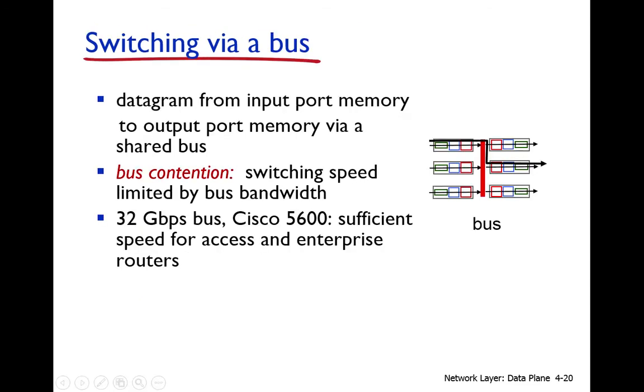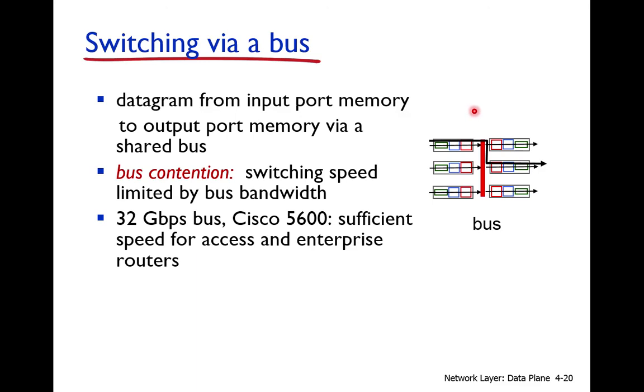We have another technique that is called switching fabrics through bus. In this approach we have the input ports and output ports connected by using a bus, a hardware line. When a packet arrives at an input port, the header field, the destination IP address in the packet, is examined, and then it is looked up in the forwarding table.